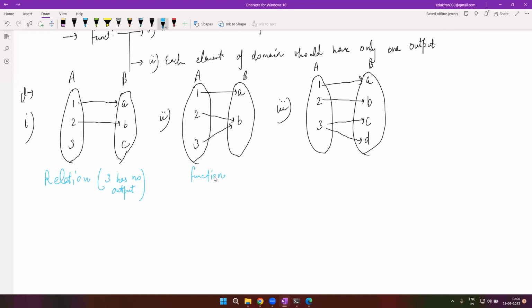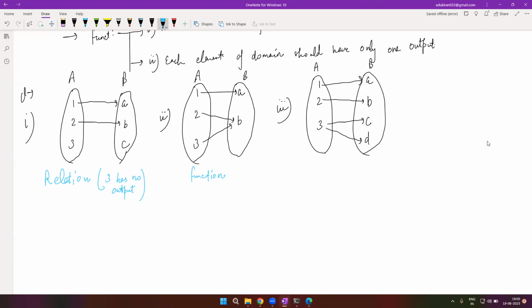Function ने ये नहीं बोला था कि आपके 2 इनपुट के एक आउटपुट नहीं हो सकता. It only said that one input cannot have 2 outputs, but 2 inputs can surely have one output. Even 2 or more inputs can have the same output, right?